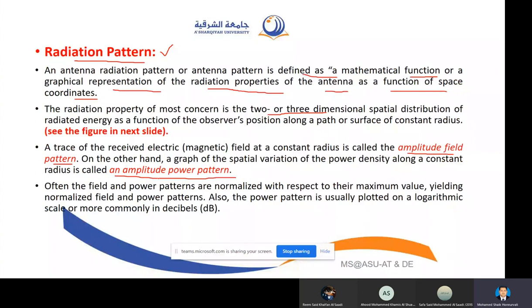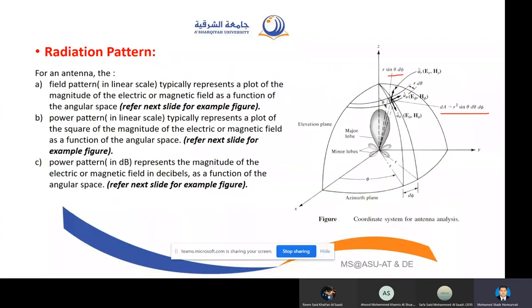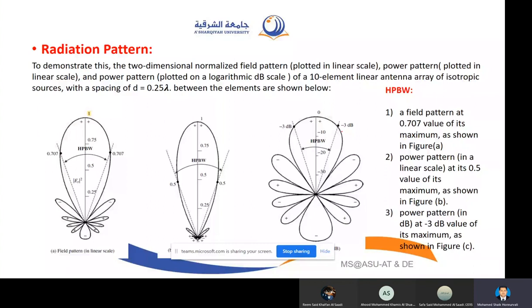If it is amplitude, it will be normalized. That is, it will be like normal values, like 0.5, 1, 2, 3, 4, without any unit. If you represent it in a power pattern, in this figure you can see the unit will be decibel, in dB. So this is the power pattern. This is the example of a power pattern.